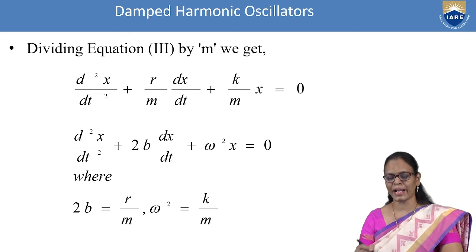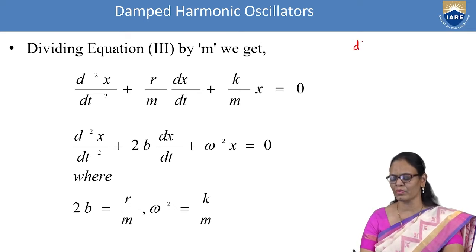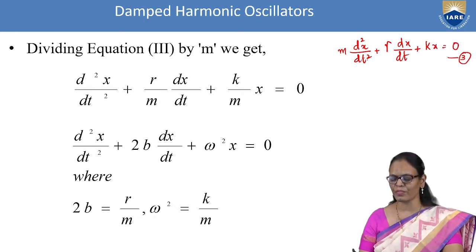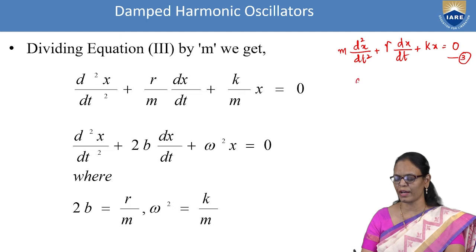Now let us write this equation again. What we have now is m d square x by dt square plus gamma dx by dt plus kx is equal to 0. This is what we had in equation 3. Now what we are going to do is divide throughout with m. So when you divide throughout with m, what we have? d square x by dt square plus gamma by m into dx by dt plus k by m into x is equal to 0.